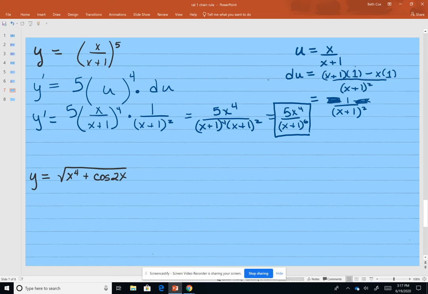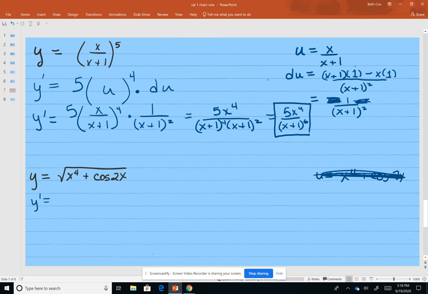All right, so this next one, again, the inside function, or the u, is x to the 4th plus cosine of 2x. This is a combo. This is a chain rule within a chain rule. So let's do this one without the u. How about that? Let's try it just straight ahead and see.